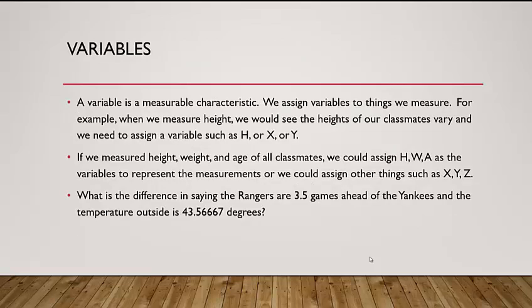Variables, so what we tend to do is we tend to tie numbers to variables, okay? A variable is a measurable characteristic. We assign variables to things that we want to measure. For example, when we measure height, we would see the heights of our classmates vary, and we need to assign variables such as h or x or y. X and y are obviously the most common variables that we see. We could assign h to height, and the height would be 65 inches or whatever.